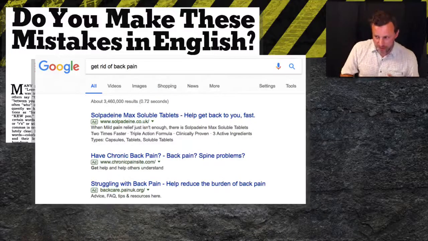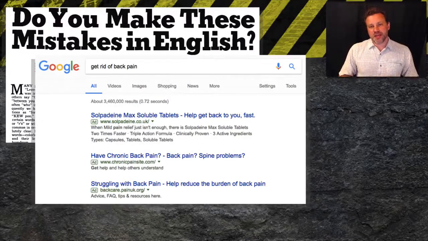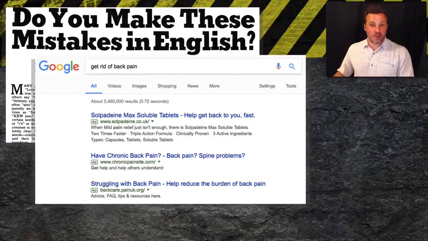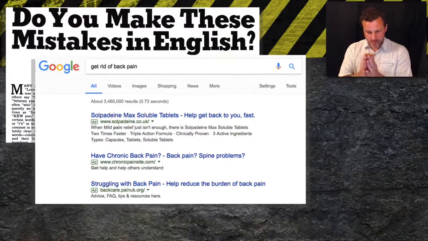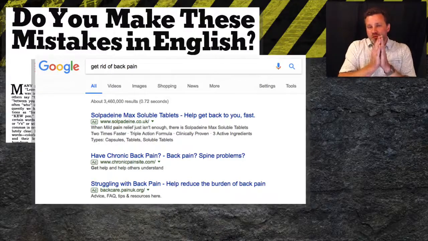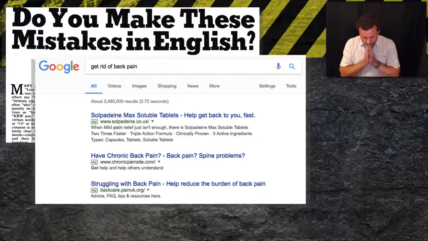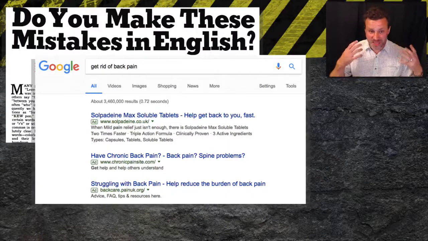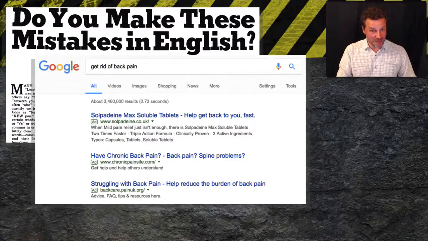Get rid of back pain, I think, is a step one type of situation. The reason why is, yes, we are all aware that there are painkillers and there are things that can be done. So you're either at step one or step two. But really, you're maybe not aware that there is anything that can actually get rid of your back pain once and for all. You may be able to manage it or whatever. But if you're typing in get rid of back pain, that's like, I'm aware of my problem, clearly, but how do I do it, right?